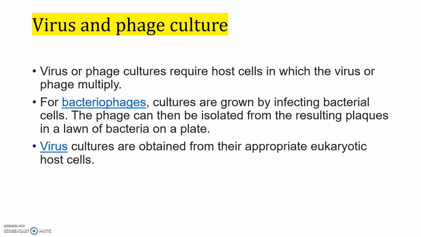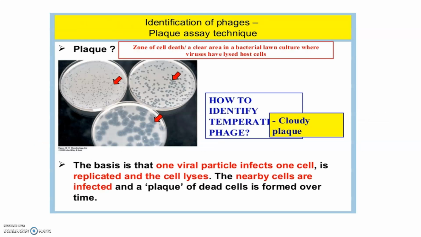Next coming is virus and phage culture. Viruses or phage cultures require host cells in which the viruses or phage multiply. For bacteriophages, cultures are grown by infecting bacterial cells, and the phage can then be isolated from the resulting plaques in a lawn of bacteria on a plate. And these are the phage cultures for bacteriophages, viruses which attack bacteria. The virus cultures are obtained from their appropriate eukaryotic host cells. So mostly these viruses are cultured in host cells. It's a picture of the phage assay technique.